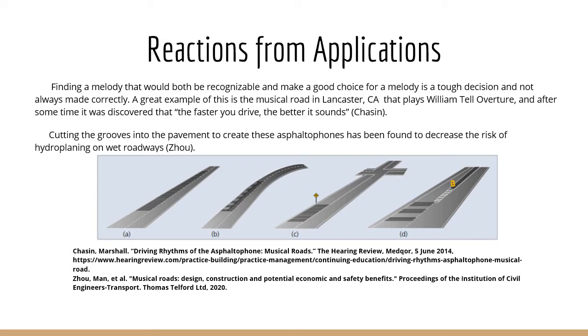Traveling at the specified speed over these asphaltophones is very important to ensure that the music sounds the way that it should. This means that picking the right song when creating these asphaltophones is very important. However, in California, they ended up picking a song that sounded better when it was played faster. So this encouraged people driving along that strip of roadway to drive faster and more reckless, which defeated the purpose of encouraging people to drive the speed limit.